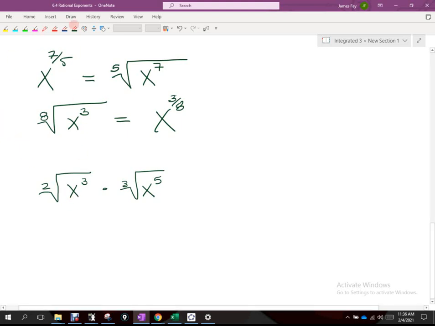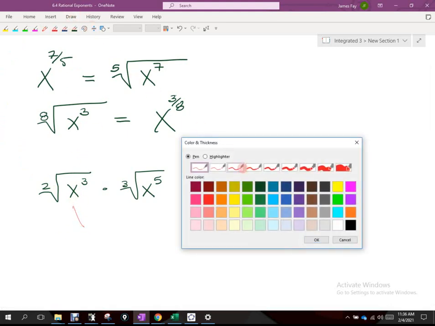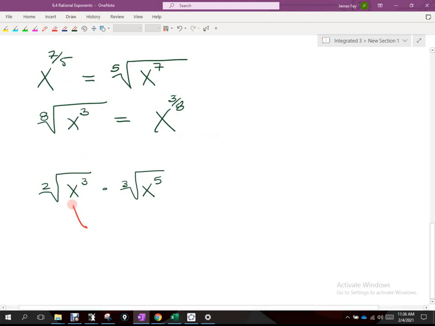But what we can do is rewrite this one. How would you rewrite that one as x to the what? 3/2. Times then, this one you'd write as x to the 5/3. Now we can do that multiplication, because when we multiply like bases, does anybody remember what we do with the exponents? You add them. So I have x to the 3/2 plus 5/3.